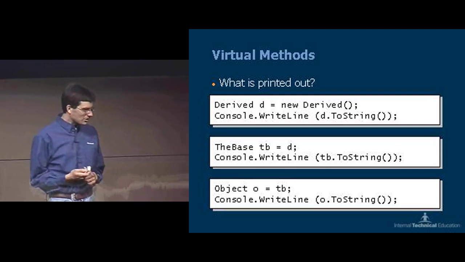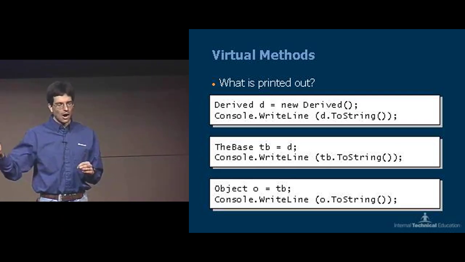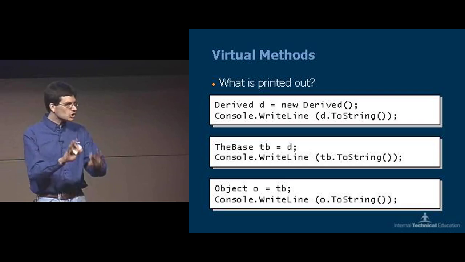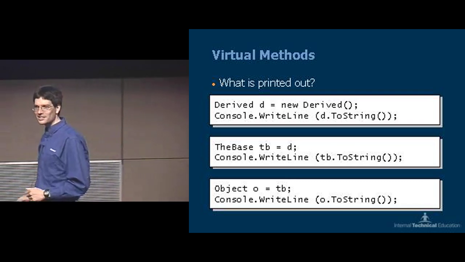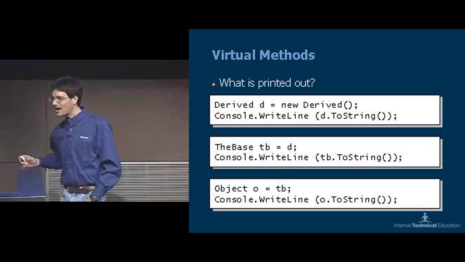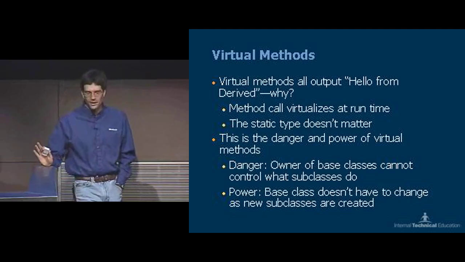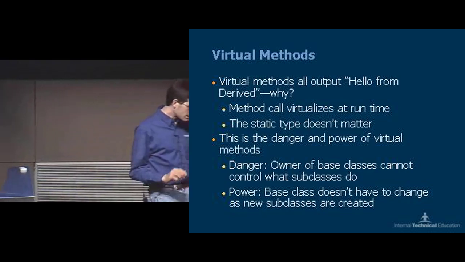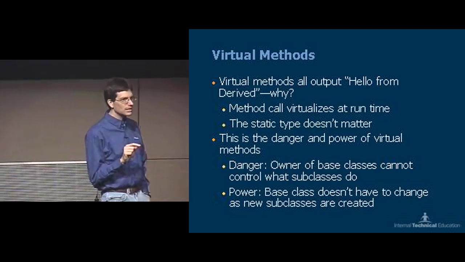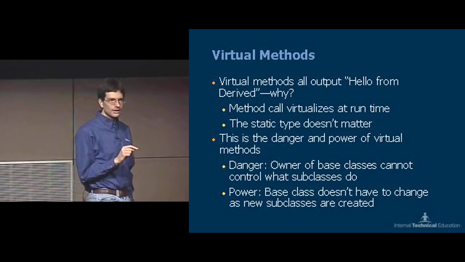So this is actually a guy on the team was playing around with this one time, almost this exact same example. He came and said, this is totally a bug. I've absolutely got a bug, Brad. Let me show you this. And it was not a bug. It's the way virtual methods work. They all print hello from derived because the runtime type of all those things is derived type.